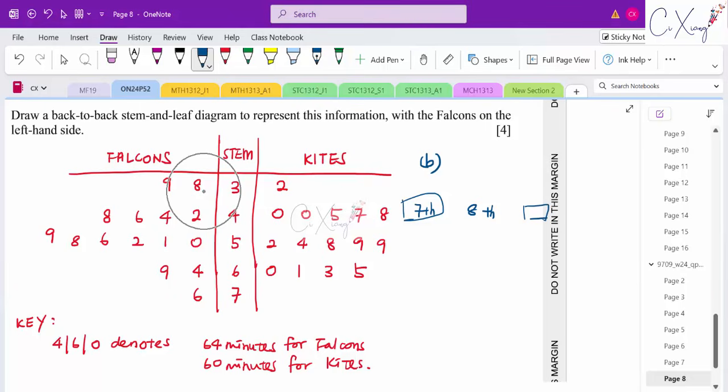So 38 is the first one, 1, 2, then 3. The third one must be a 2. You cannot start from the 8, because you have to arrange it from the smallest to the largest value. So 1, 2, 3, 4, 5, 6, 7, 8. So this is the 8th number. And if you read the value, it should be 51. So that means your median should be 51. So we can write median is 51 minutes.